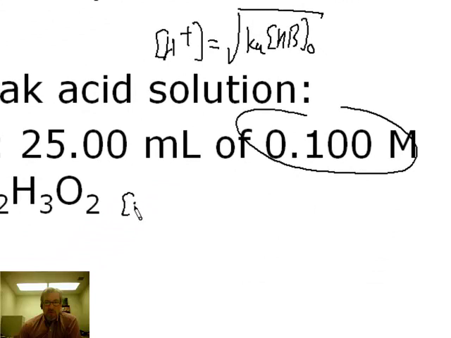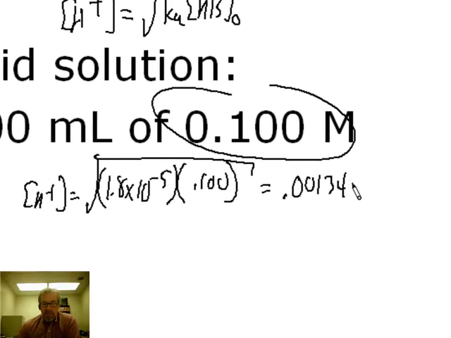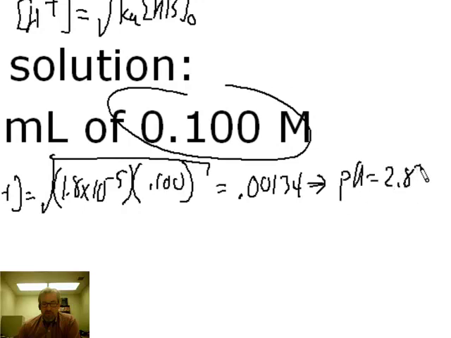H plus concentration is going to be equal to the square root of, for acetic acid, it happens to be 1.8 times 10 to the minus fifth, and if you're ever in doubt about these things, you can look them up. They're easy to find on the internet, times our concentration of HB, which is 0.100 molar. Work this out, and you find that the H plus concentration is 0.00134, and if you take the negative base 10 logarithm of that, that is pH, and it is 2.87. So compared with our strong acid, strong base titration, we are starting out at a higher pH. It makes sense because it's a weak acid, it's not a strong acid.